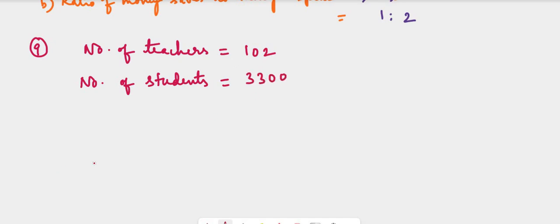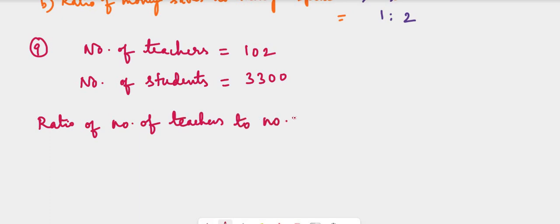$3,300. So what you have to calculate? Ratio of number of teachers to number of students is equal to 102 is to 3,300.